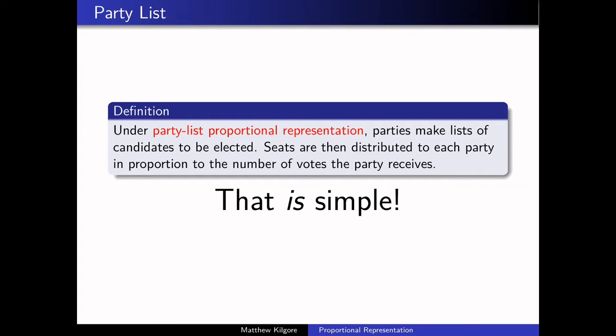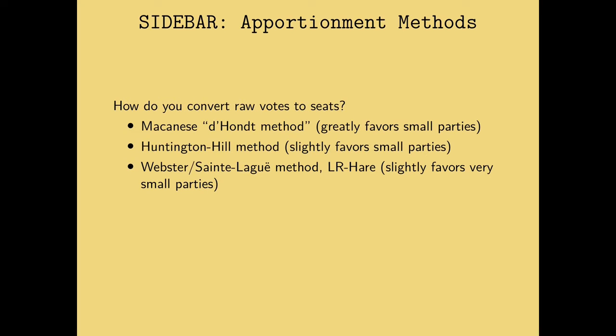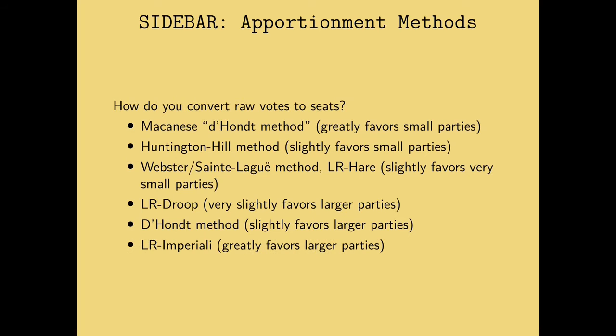That is pretty simple. Now, I'm going to preempt a question right here, because I'm sure people are wondering how you convert raw votes to actual seat numbers. The truth is, there are a lot of different ways you can do it. You've got the Maschine method, Huntington-Hare, Webster, Least-Remainders-Hare, Least-Remainders-Stroop, D'Hondt, or however you pronounce that, and Least-Remainders-Imperiale. Some of these aren't even technically proportional, but they've all been used.